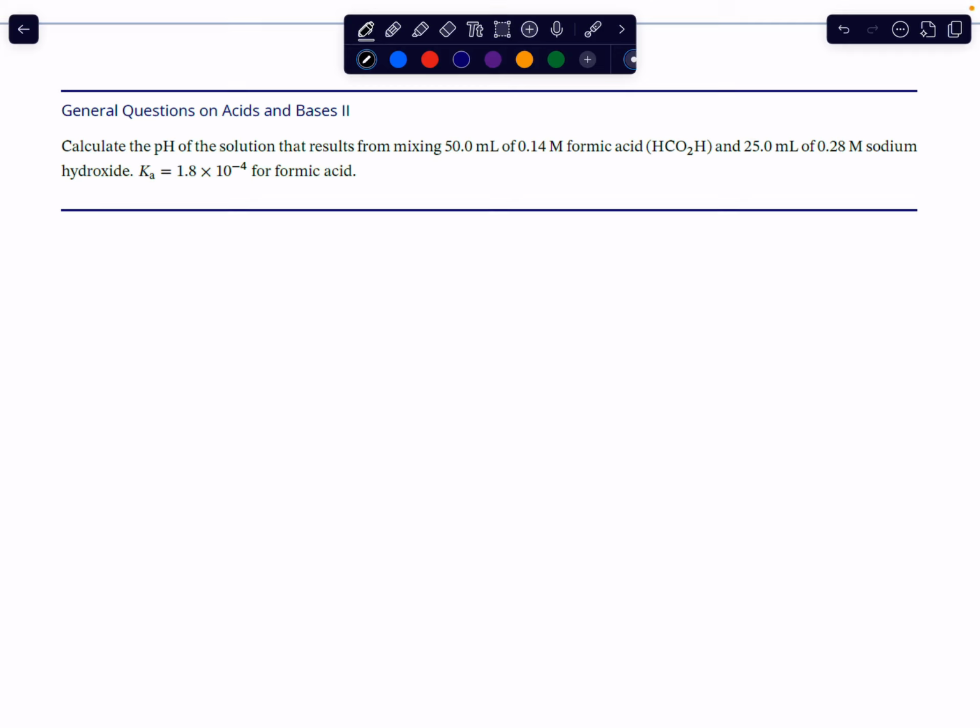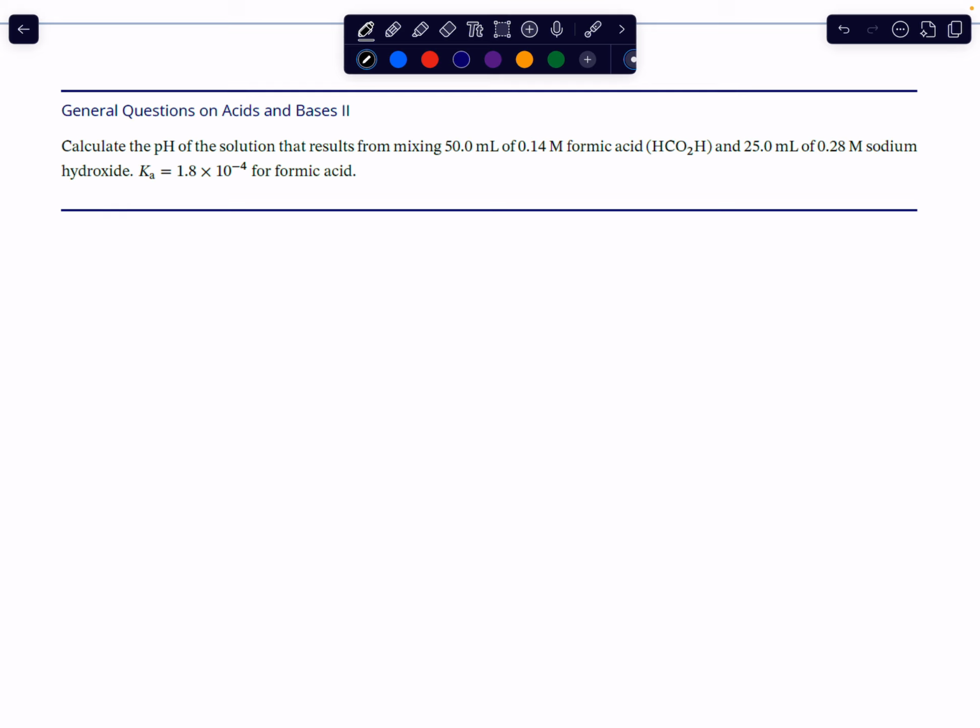Hello everyone, so let's look at another example on acids and bases, and in this example we're looking at an acid-base reaction. So we're told to calculate the pH of the solution that results from mixing 50 milliliter of a 0.14 molar formic acid and 25 milliliter of a 0.28 molar sodium hydroxide solution. Alright, and we're given the Ka for formic acid.